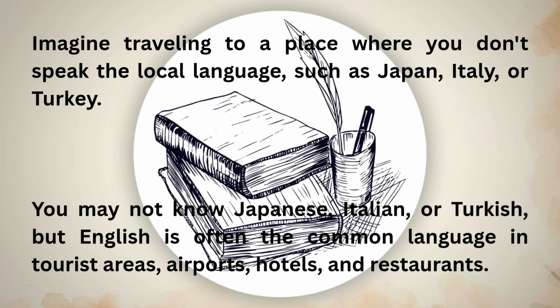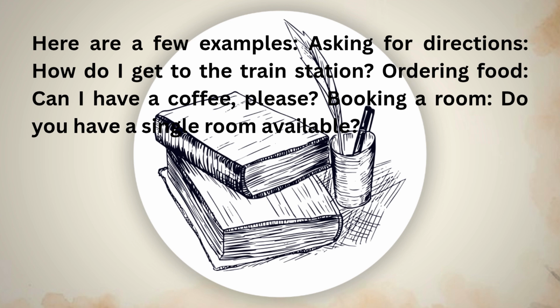Imagine traveling to a place where you don't speak the local language, such as Japan, Italy, or Turkey. You may not know Japanese, Italian, or Turkish, but English is often the common language in tourist areas, airports, hotels, and restaurants. Here are a few examples. Asking for directions. How do I get to the train station? Ordering food. Can I have a coffee, please? Booking a room. Do you have a single room available?